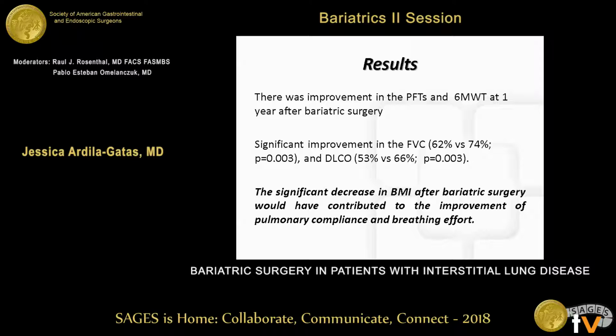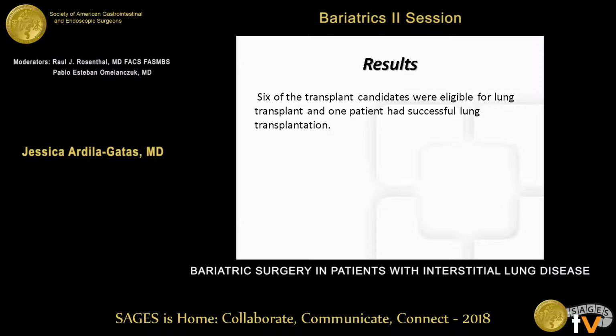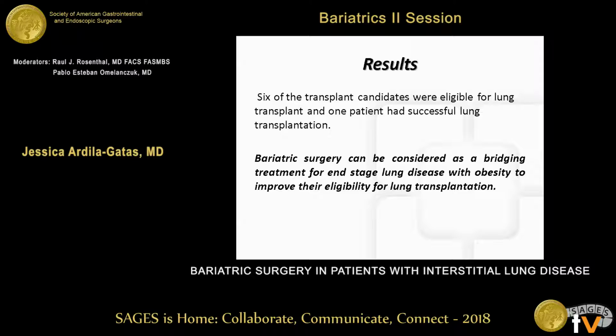Of note, we do need to make clear that some of these changes can also be attributed to the fact that the patients lost weight, and this decrease in BMI could be the main reason why they improved their pulmonary compliance and breathing efforts. 6 of the transplant candidates were now eligible for lung transplant, and 1 of them underwent successful lung transplantation. So we can say that bariatric surgery can be considered a bridging treatment for end-stage lung disease with obesity to improve eligibility for lung transplantation.